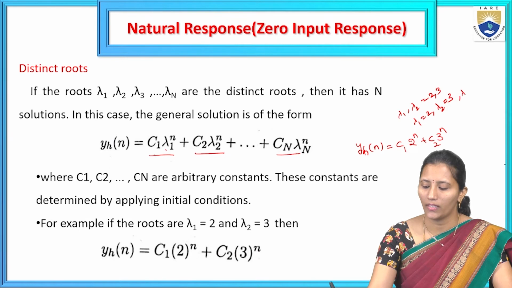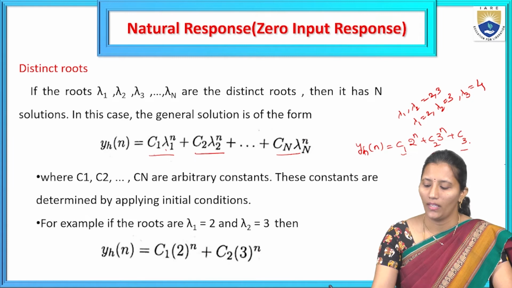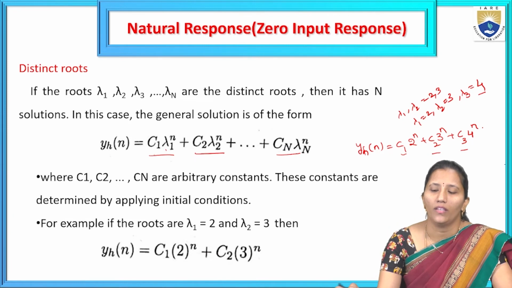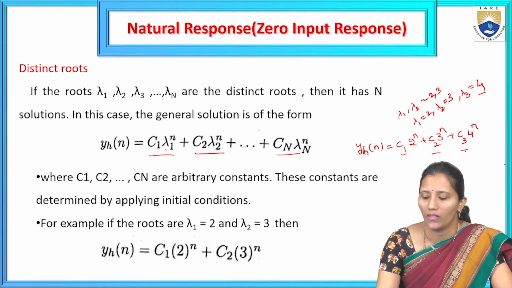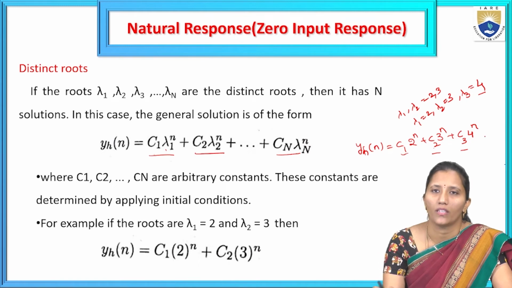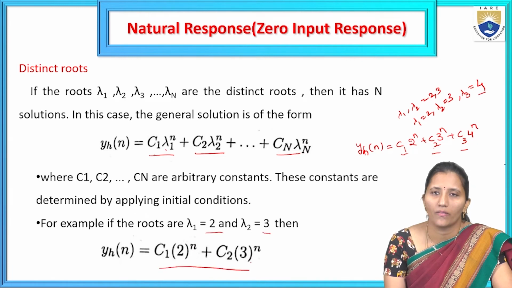Suppose we have lambda 3 equal to 4, we can have another constant. If we have a third order system, we will get 3 arbitrary constants, c1, c2, c3. If we have a fourth order system, we will get c1, c2, c3, c4. If we have another root 4, then we can write c3 4 power n. So if we know the roots, whether they are distinct or repeated, we can directly write the homogeneous solution. After that, we have to solve for the c1, c2, c3 values and substitute here. So in the example 2, 3, we can directly write c1 2 power n plus c2 3 power n.